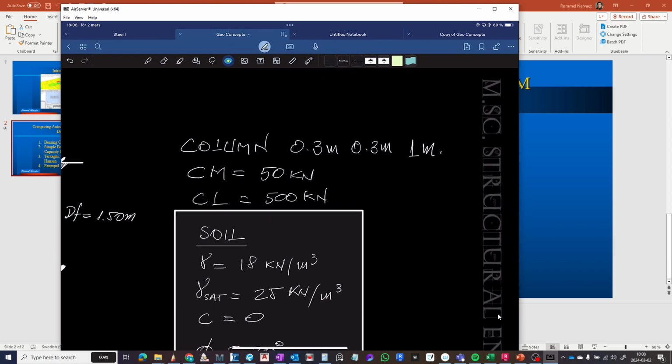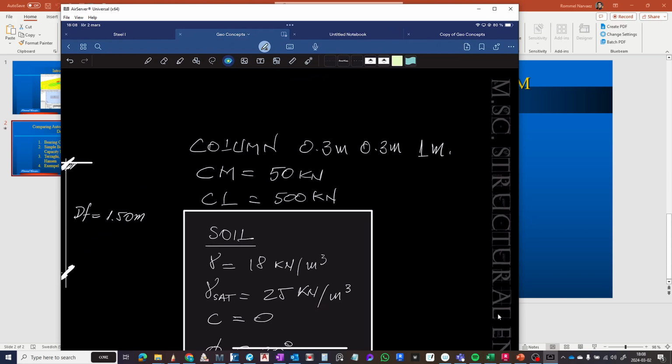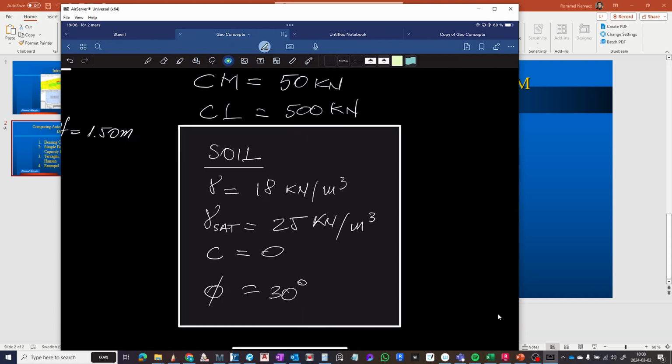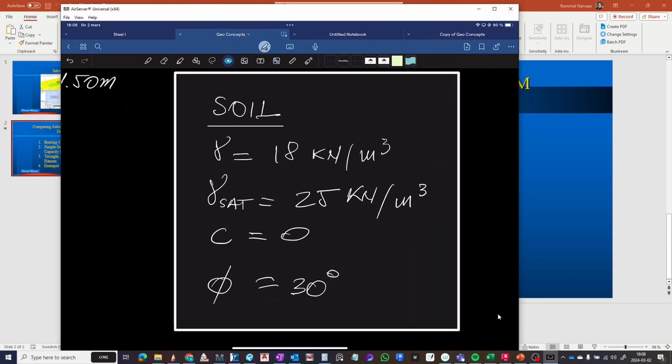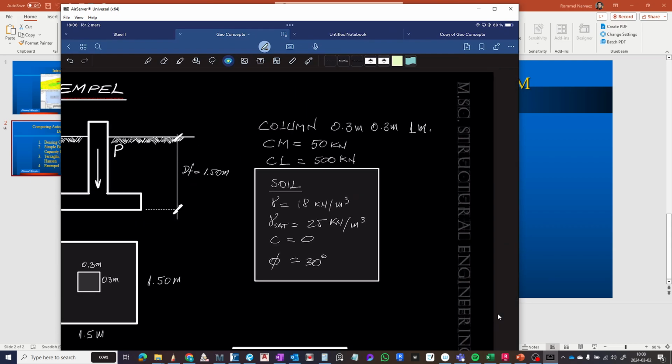Some information about the loads here. We have the dead weight of 50 kilonewtons, the live weight of 500 kilonewtons, and soil properties like the density of this soil, 18 kilonewtons per cubic meter, the saturated density of 25 kilonewtons per cubic meter, a cohesion equal to 0, and a friction angle of 30 degrees.